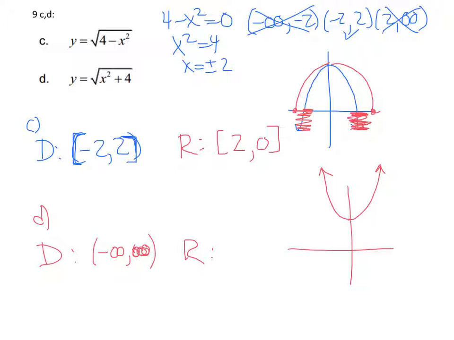Its range, again, clearly takes on its smallest value when x is equal to 0. So that's going to be 2. And it goes off to infinity. It's not bounded above. So that would be your domain and range for 9C and 9D.